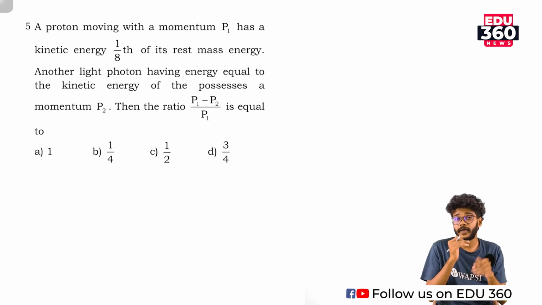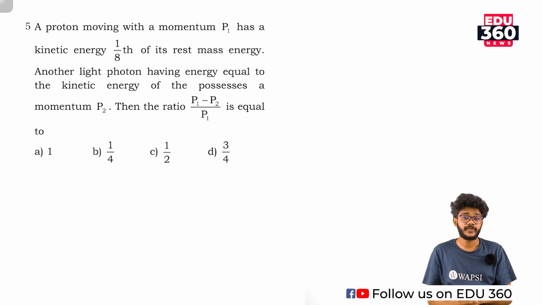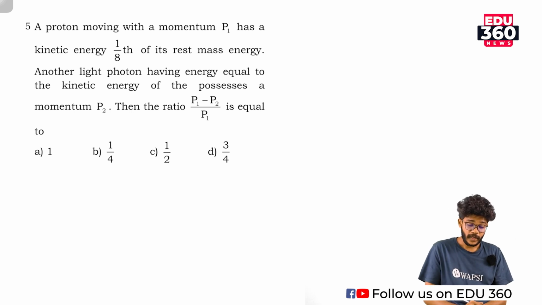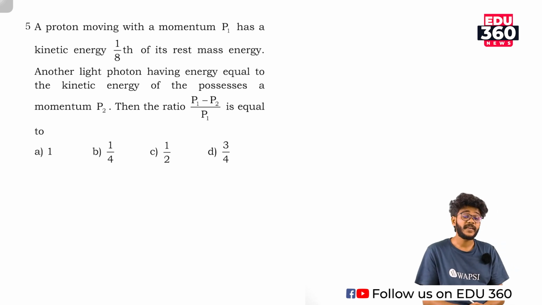Okay, the initial particle is a proton and the second particle is a photon. So we want to incorporate two kinds of equation: first, the energy equation related to a particle, and second, the energy equation related to a photon. The second momentum is p2, which is the momentum related to the photon, and p1 is the momentum related to the proton.